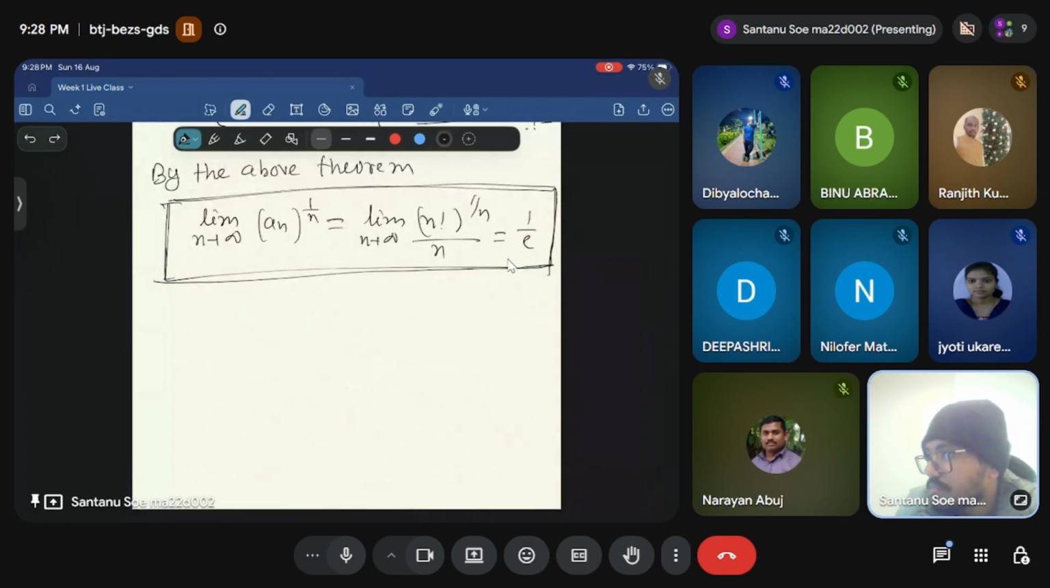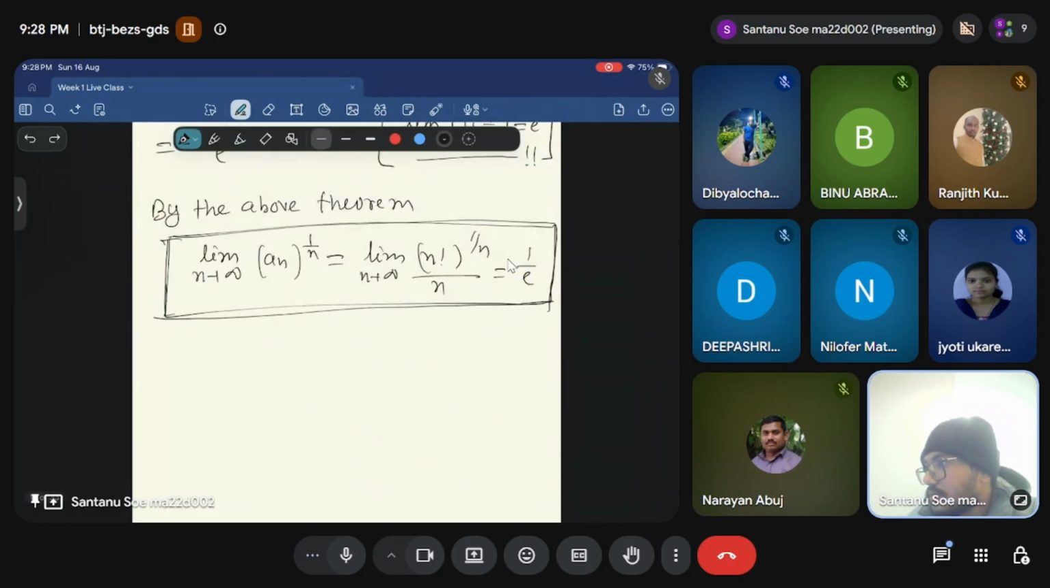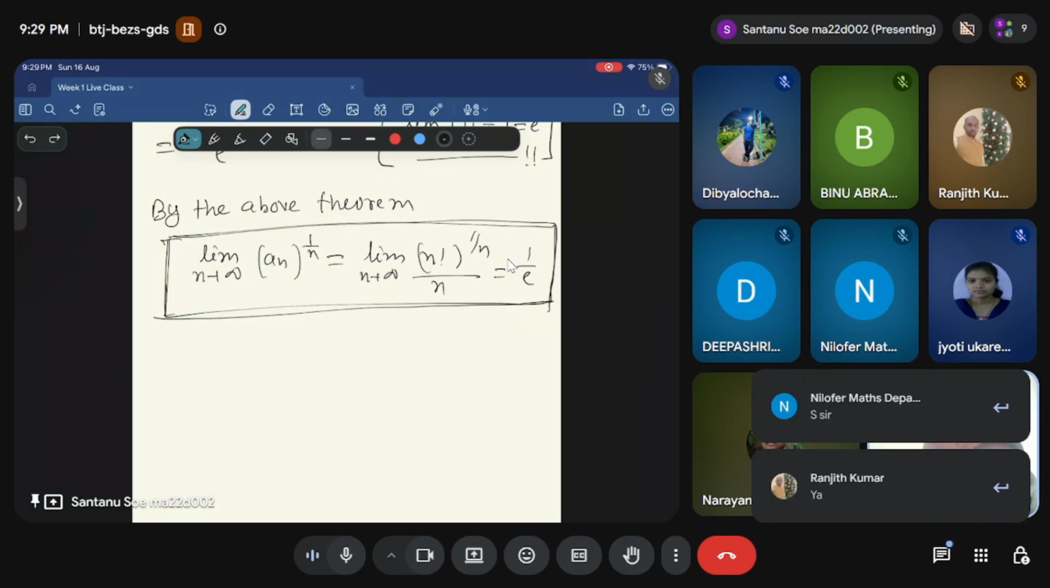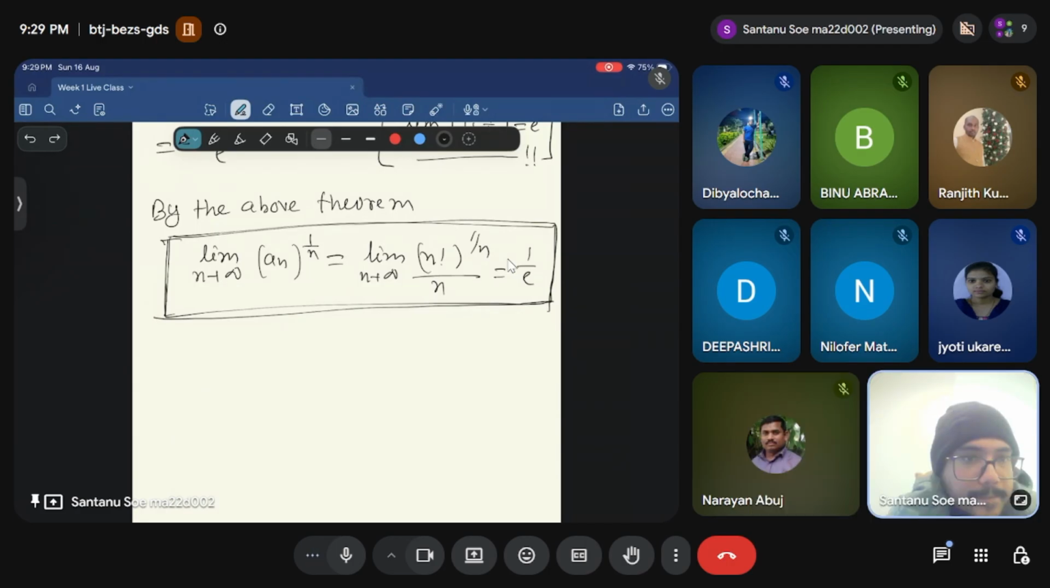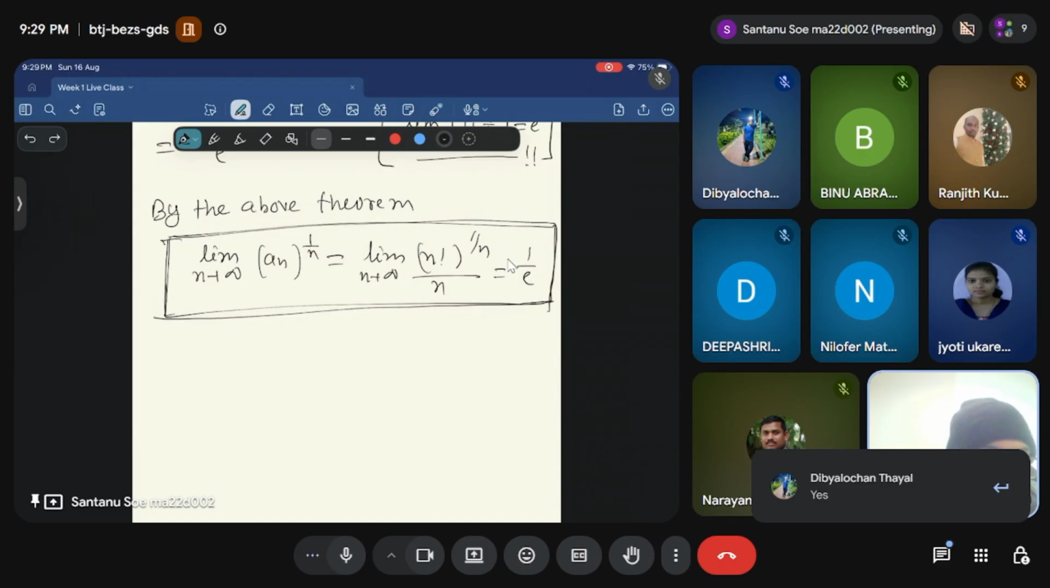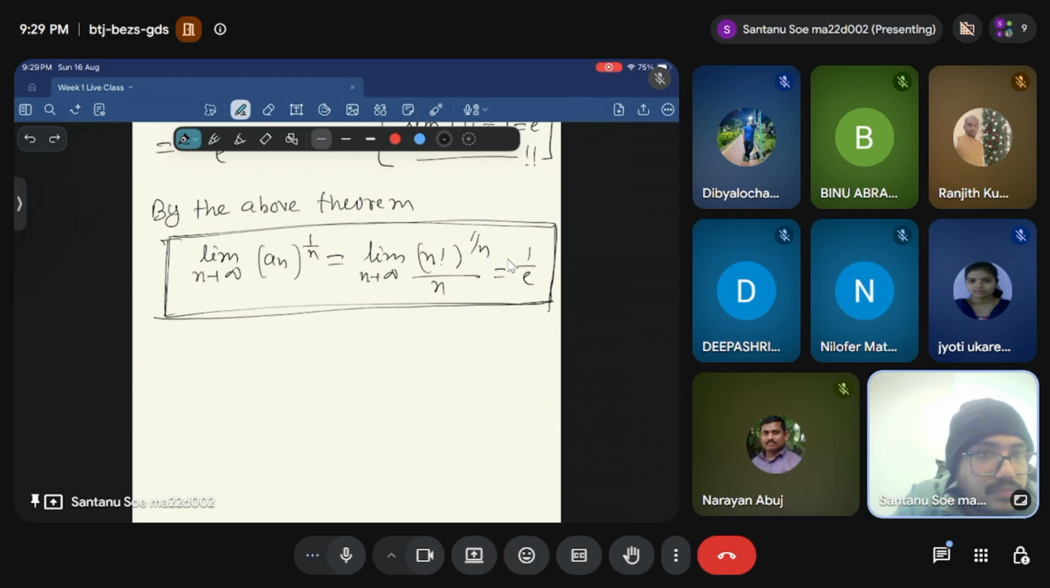Is this clear to everyone? Is it clear to everyone? Yeah, Ranjit and Nilofar from the Maths Department said yes. What about others? Binu, Divya Lochan, you guys are getting it? Okay, so Divya Lochan has put a thumbs up. That means yes. What about Binu? Binu, did you get it?